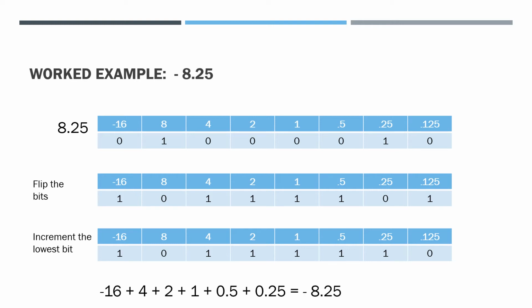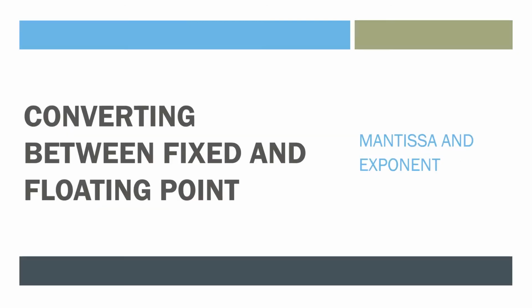Minus 16 plus 4 plus 2 plus 1 plus a half plus a quarter is minus 8 1/4. And we also need to be able to convert between fixed and floating point. And if we combine that with what we've just done about converting fixed point to decimal, then we've got the entire repertoire of all the different conversions we might be asked to do.